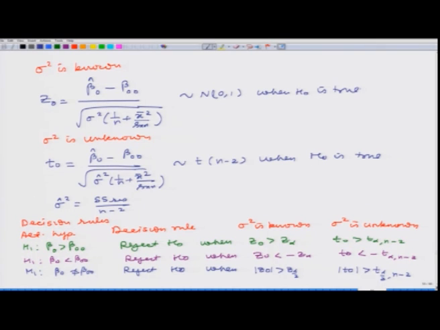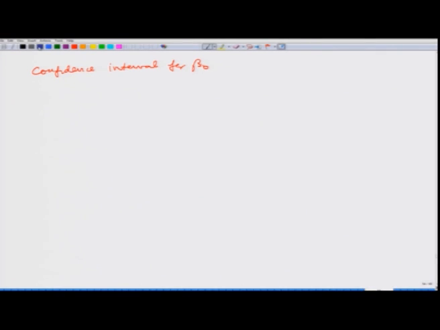Okay. So, now after this we can also construct the confidence interval for beta naught. This is not difficult, and it goes exactly on the same lines as we have developed the confidence interval for the slope parameter. I am going to use the same statistics that we used in the test of hypothesis, Z naught and T naught, under the two cases when sigma square is known and when it is unknown.